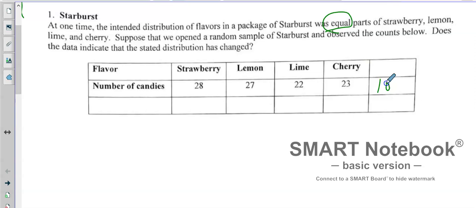So first thing we need is the total. And for this one, it's 100. There's 100 pieces in there. Since it says equal, that means you divide by 4, so the expected would be 25 each.